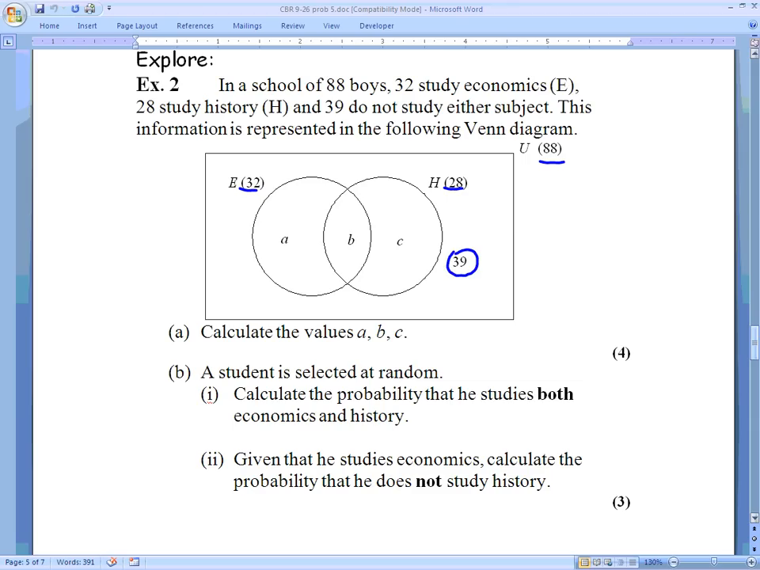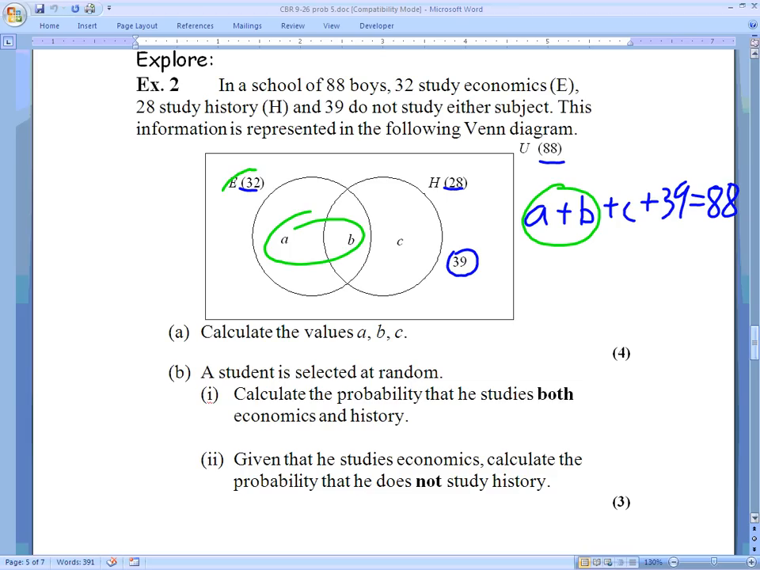This information is represented on the following Venn diagram. Calculate the values of A, B, and C. Well, we know that A plus B plus C plus the 39 have to add up to my universe, which is 88. I also know that A plus B right here is all part of the economics group, and they add up to 32. So now I'm down to one variable of C. I can combine my like terms, 32 and 39, which gives me 71 plus C equals 88. And so we get C equals 17, I believe.